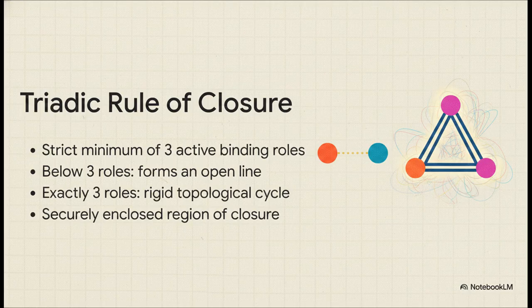All of this brings us to an absolutely unbreakable mathematical law governing all computational shapes, the triadic rule of algorithmic closure. Combinatorial perturbation testing repeatedly proves that true aperture closure requires a strict minimum of 3 active binding roles. If you have fewer than 3, the topology just remains an open line or a solitary point. But hit exactly 3 nodes, it resolves into a rigid topological cycle. This is the securely enclosed region of closure. It's literally the unbreakable geometric floor of computation itself.